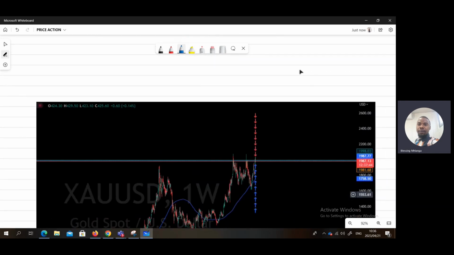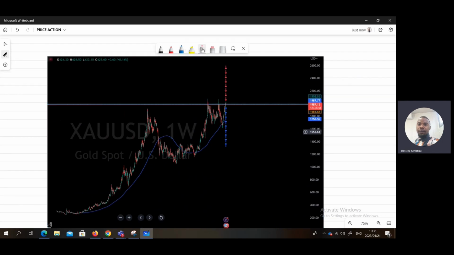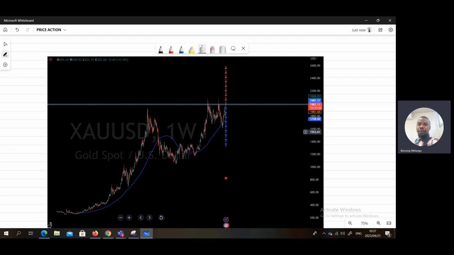I have with me here the weekly chart on gold. And as we can see, we've had a clear motive wave from these lows around here to these highs around here. And then we've had what appears to be a zigzag correction. So if I may call this my wave 1 and then this my wave 2, whatever we are having here would be a part of the wave 3.